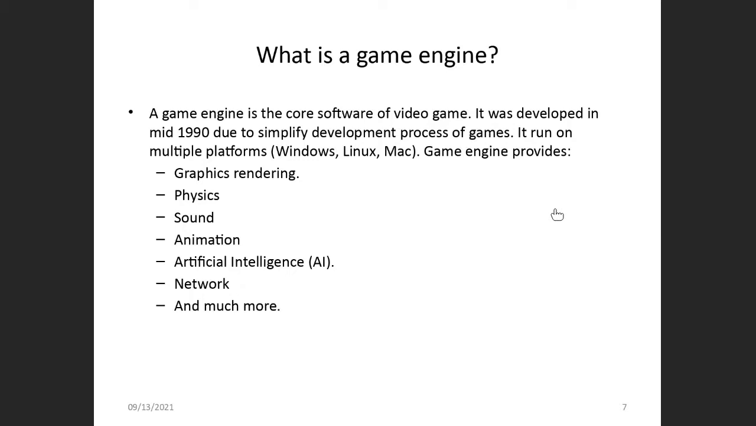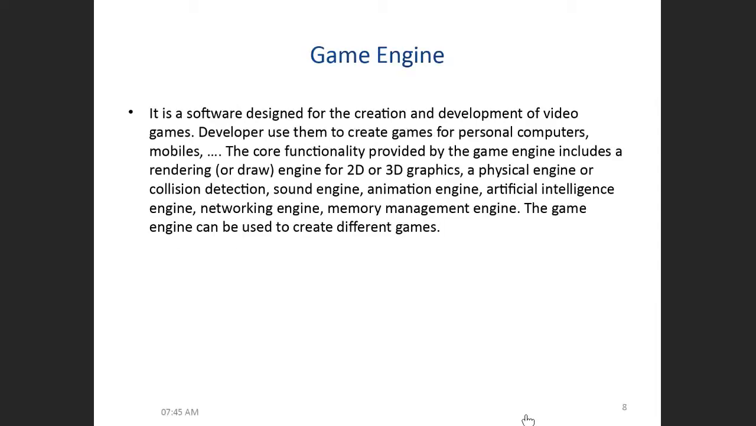Any game engine, we are talking in general, so you can have game engines on Windows and Linux and Mac. Game engines provide what? Graphics rendering, physics, sound, animation, artificial intelligence, network, and much more. We have discussed these things, so let's go to the next slide. We say that a game engine is software designed for the creation and development of video games. This is particularly for video games. So with a game engine you cannot develop an internet browser, or something like WhatsApp, or an email client, etc. It's only for game design.